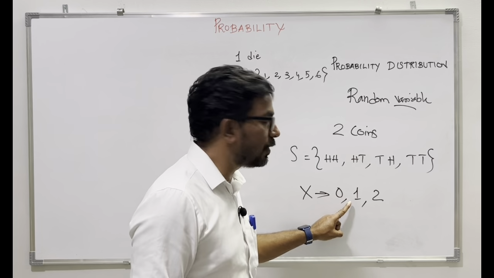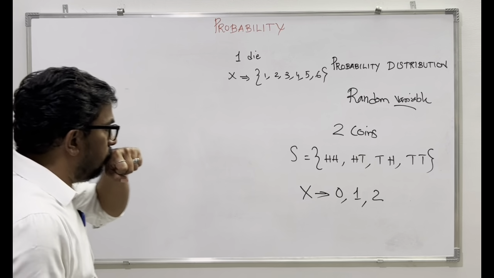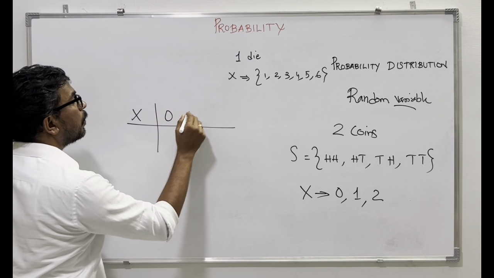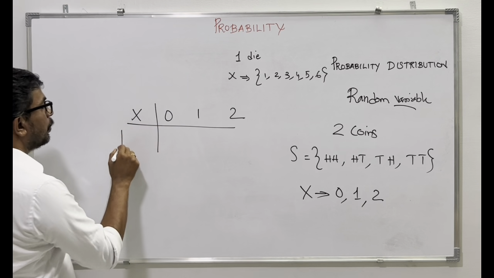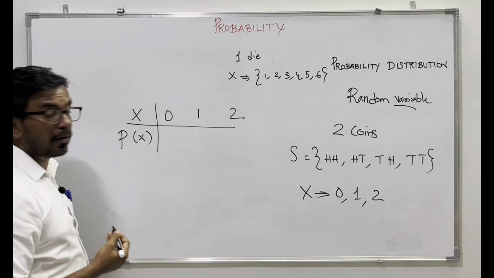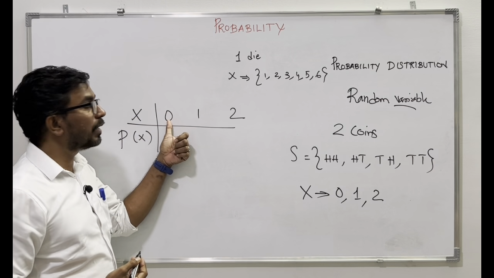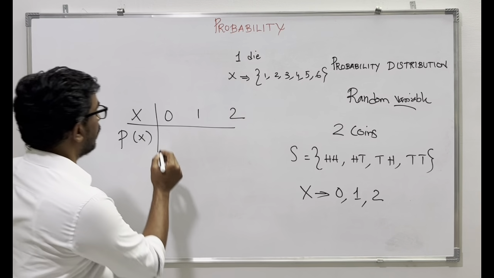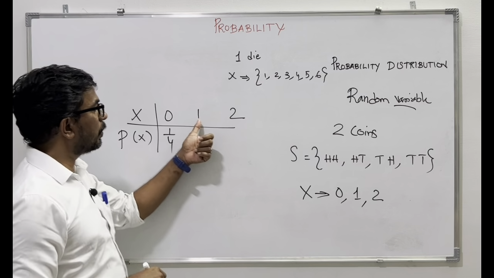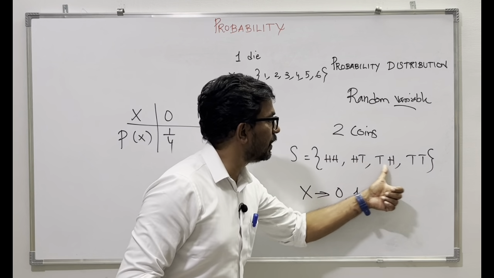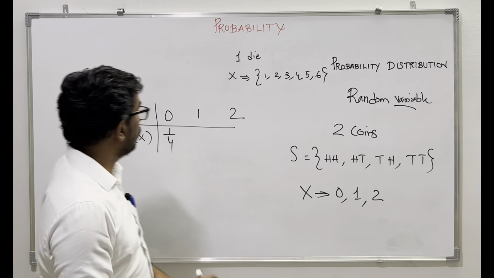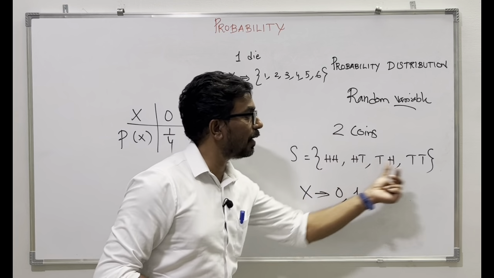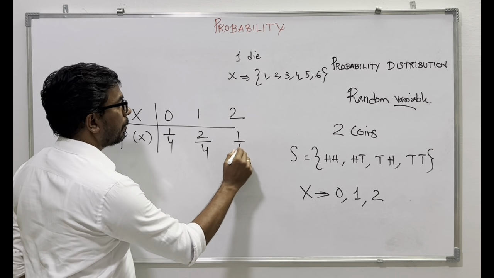Let us write the probability distribution of this experiment. We will write like this: x, the different values are 0, 1, 2. I am going to write the probability of x in the next row. What is the probability that you get 0 heads? Only one case out of 4, so that will be 1 by 4. What about getting 1 head? There are 2 cases where you get 1 head, so it is 2 out of 4. What about 2 heads? Only 1 out of 4, that is 1 by 4.